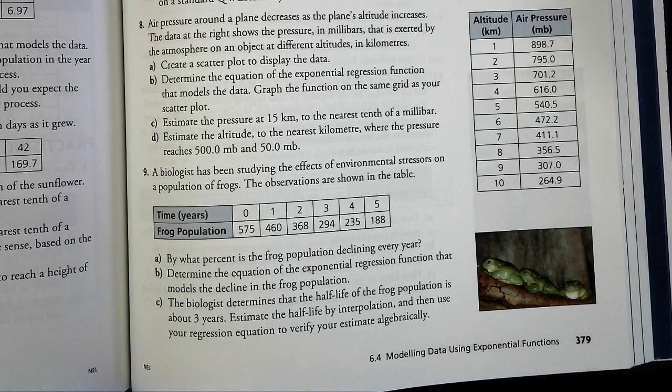Now for 9. A biologist has been studying the effects of environmental stressors on a population of frogs. The observations are shown in the table. By what percent is the frog population declining every year? We want to determine the equation of the exponential regression function that models the decline. And we want to determine the half-life of the frog population, and we said that's about 3 years. Estimate by interpolation, and then verify it algebraically. So let's take a look at how these appear when we graph them.